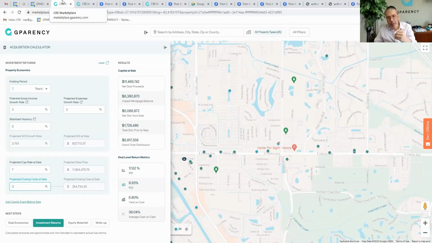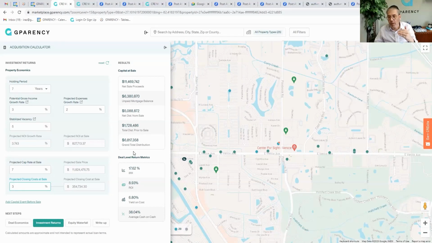what's my net operating income going to grow every year? By 3.743%. By the time I sell the property, the NOI will be $827,000, which means after my sale, $11.8 million minus the closing costs, I'll have $11.4 million as my net proceeds. The unpaid mortgage balance, because it calculated amortization based on the whole loan, is $6.3 million. That means it's $5 million to distribute. Prior to the sale, over these 7 years, there's $1.7 million to distribute. Plus what we're doing now gives you a grand total distribution of $6.8 million. What does that work out to? It works out to an IRR, internal rate of return, of 17% on this transaction.